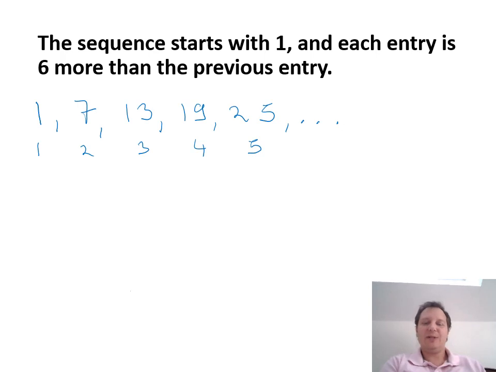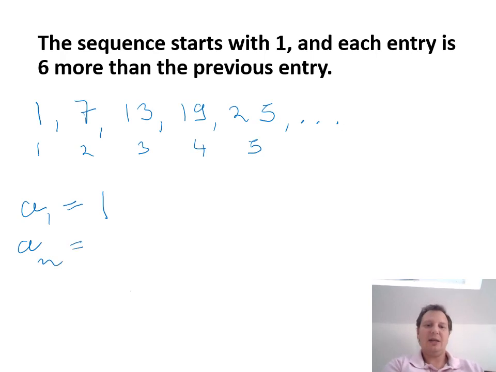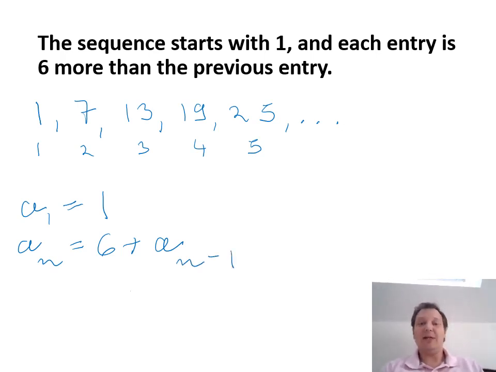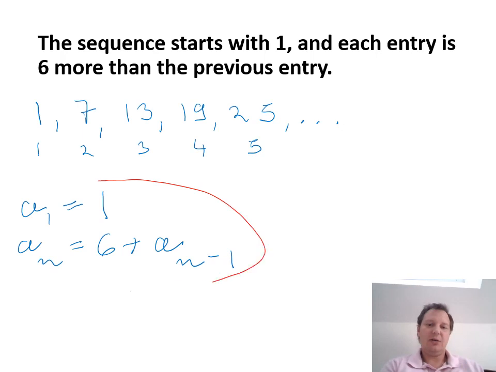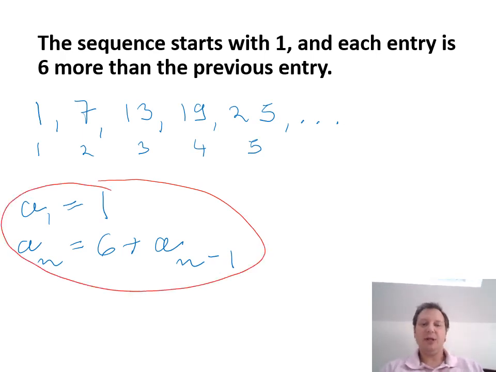The recursive form is already given to us with this sentence. So A1 is equal to 1. And each entry, AN, is 6 plus the previous entry. So the problem basically already gave us the recursive form. That's how it was expressed. Let me stress once more: this whole thing is the recursive form. You need both the initial condition and the nth element expressed in terms of the previous one.